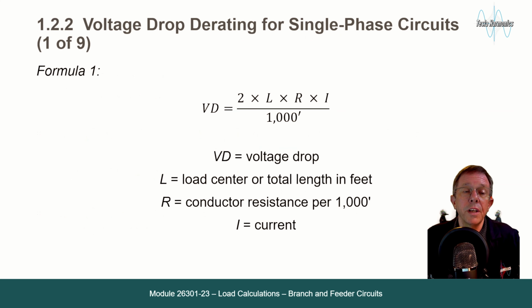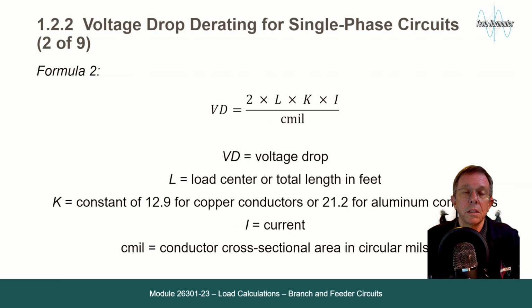Voltage drop calculation for single-phase circuits. Formula 1: voltage drop equals 2 times L times R times I divided by 1,000, where VD equals voltage drop, L equals load center or total length in feet, R equals conductor resistance per 1,000 feet, and I equals current. Formula 2: voltage drop equals 2 times L times K times I divided by C mil, where VD equals voltage drop, L equals load center or total length in feet, K equals constant of 12.9 for copper conductors or 21.2 for aluminum conductors, I equals current, and C mil equals conductor cross-sectional area in circular mils.